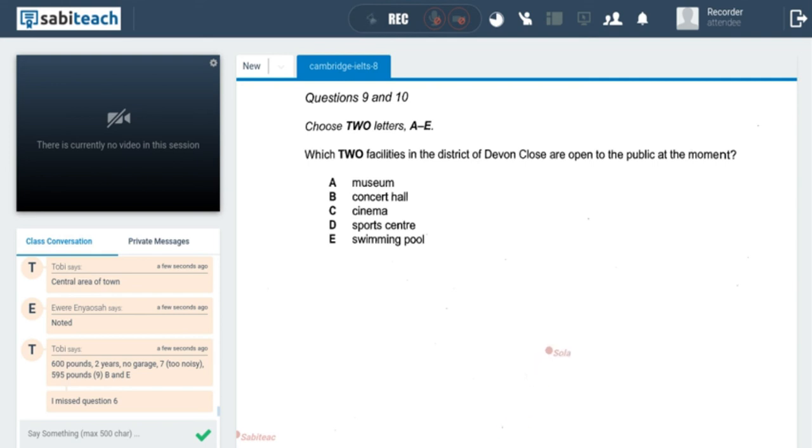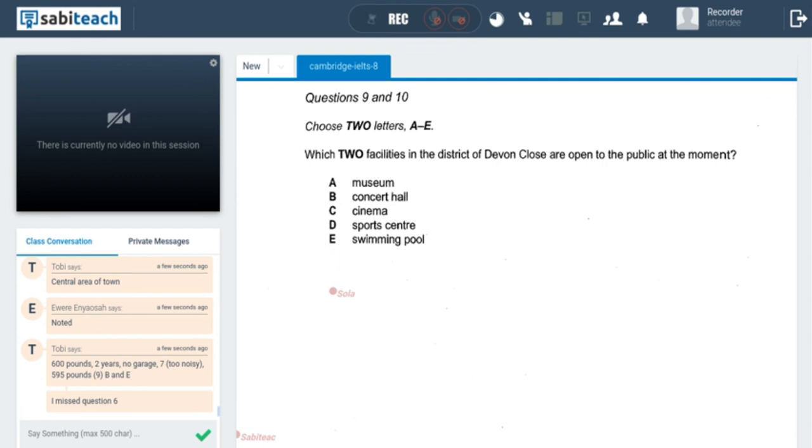Did you hear that? The guy just said, I think I heard that there's a plan to replace the existing concert hall with a larger one. So that makes option B the second correct option. By saying existing concert hall, that means the concert hall is already open to the public at the moment. So options B and E are the two correct options here.